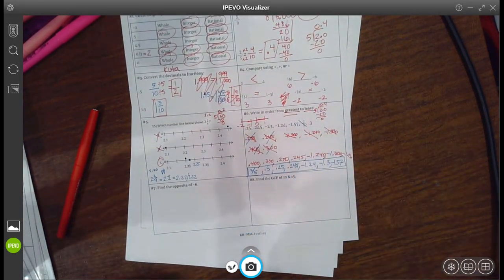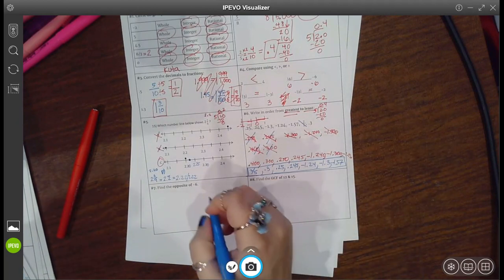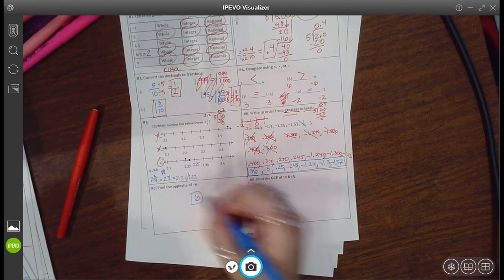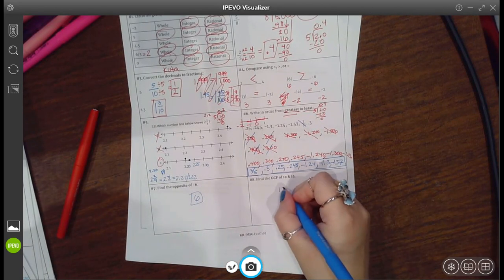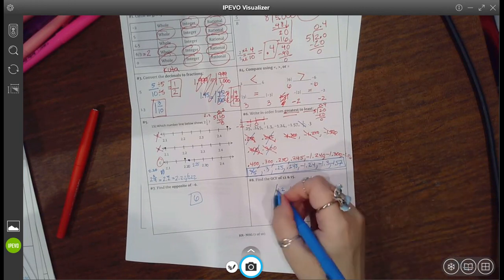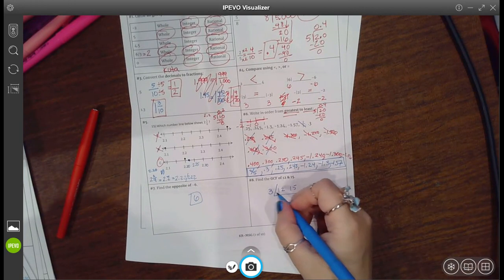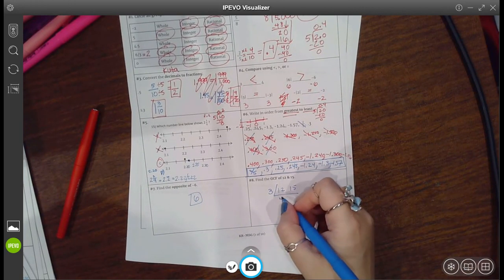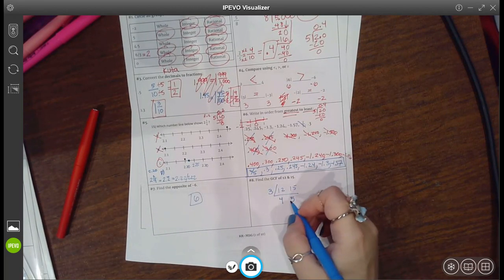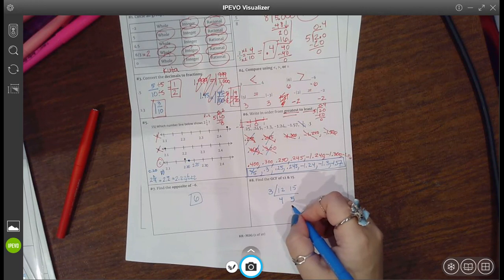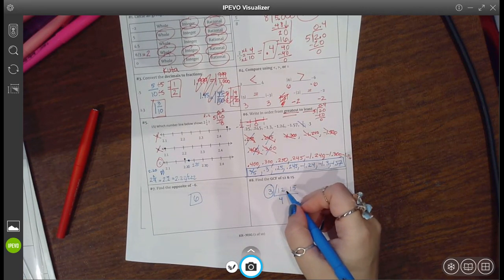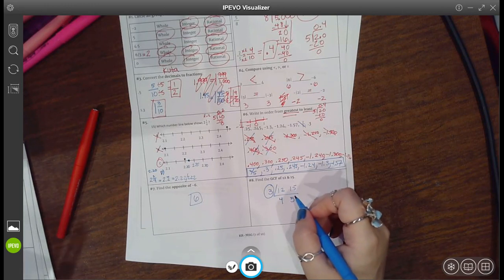Okay. The next one says find the opposite of -6. What's the opposite of a negative? A positive. This one says find the GCF of 12 and 15. So what can go into both? 3 can. And 3 times what is 12? 4. 3 times what is 15? 5. Are you done? Can anything go into 4 and 5? No. So there's your GCF. It's the greatest number that can go into both 12 and 15.